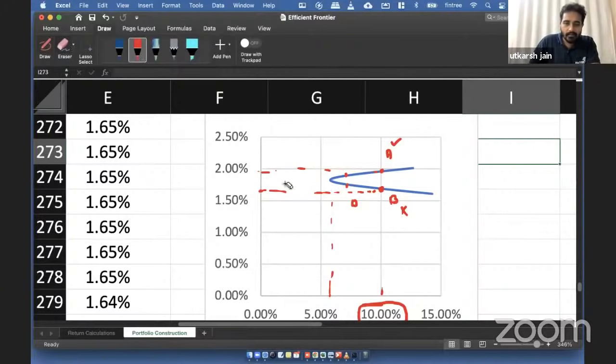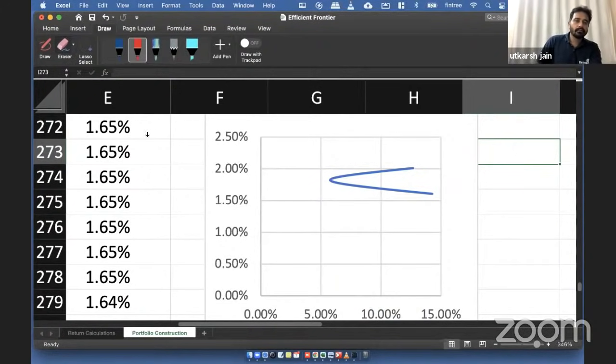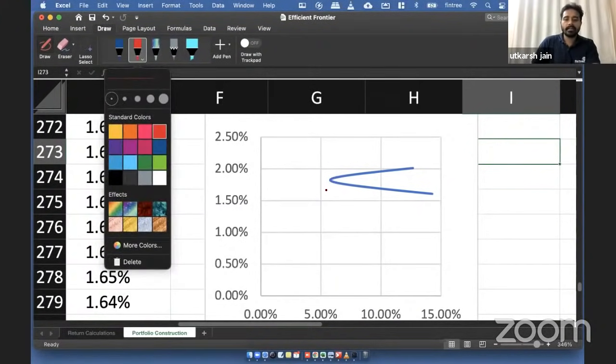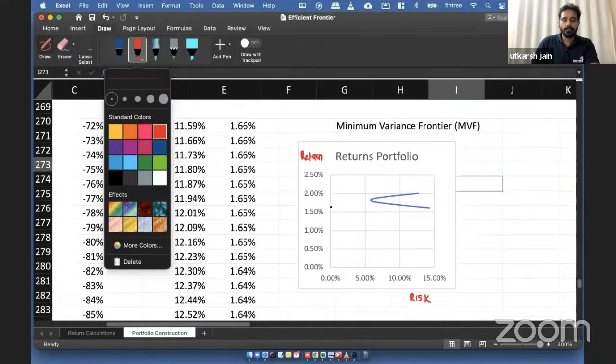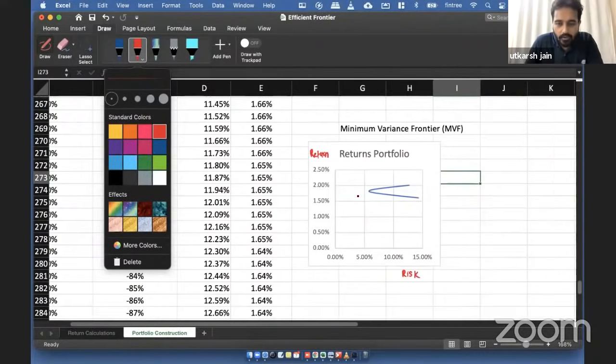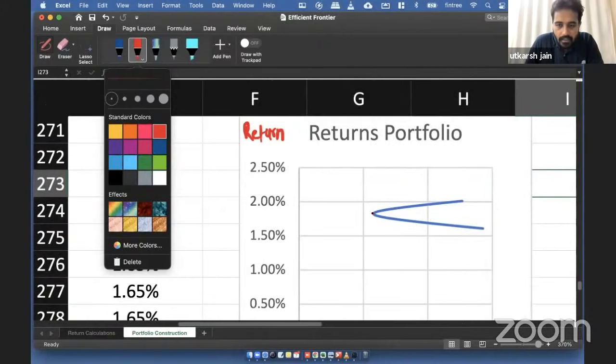Okay, so let me clear this mess a little bit here. This tip of the bullet here, this was given a name by Harry Markowitz. This tip of the bullet is called GMVP.